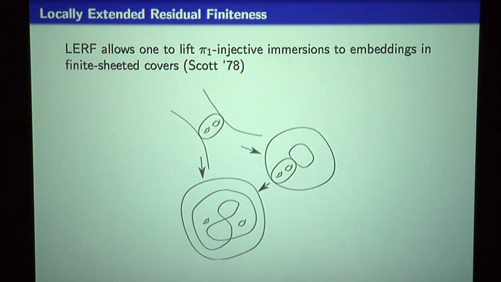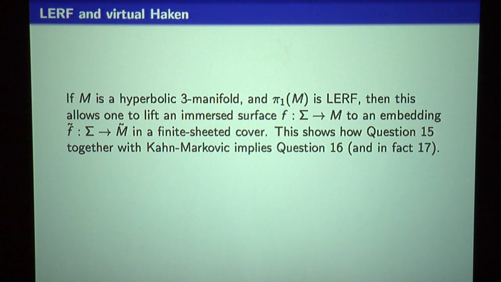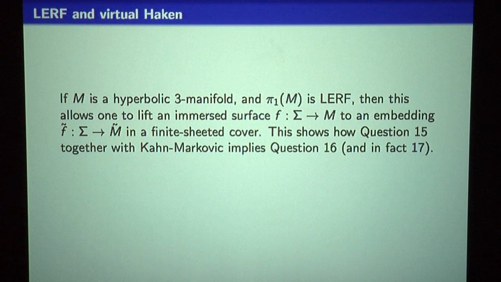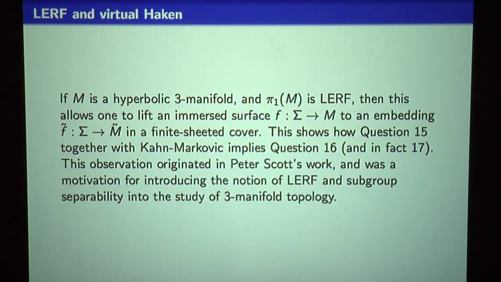All right, so if M is a hyperbolic three-manifold and has LERF fundamental group, so this is what I was just saying, then we now know from 2009 by the Kahn-Markovic theorem that there are these immersed surfaces inside the manifold, and then LERF would allow us to lift them to an embedding in a finite sheeted covering space. And in fact, using an argument of Lubotzky, you can actually get a finite sheeted covering space with positive Betti number just from this LERF criterion and when you have a surface. Okay, so that's why this separability notion is important in three-manifold topology.